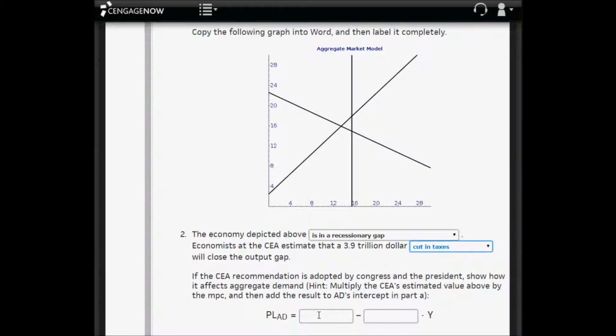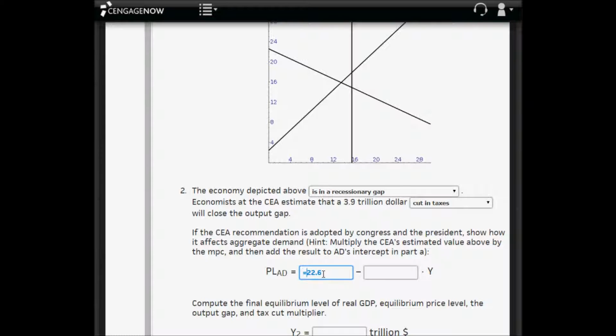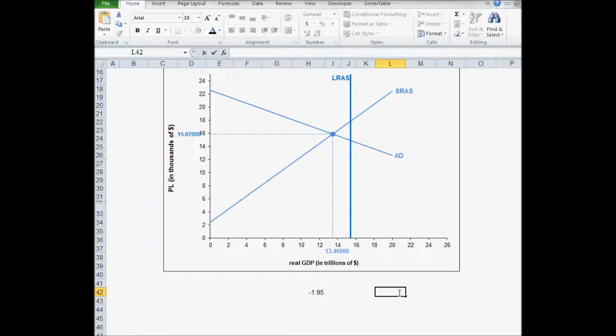So the hint in getting the new intercept of aggregate demand is to take the old intercept, 22.6, the initial intercept, and then to add to it the MPC, which is 0.75, times the value of the tax cut. So we're going to copy this into Excel down here, and we get 25.525.